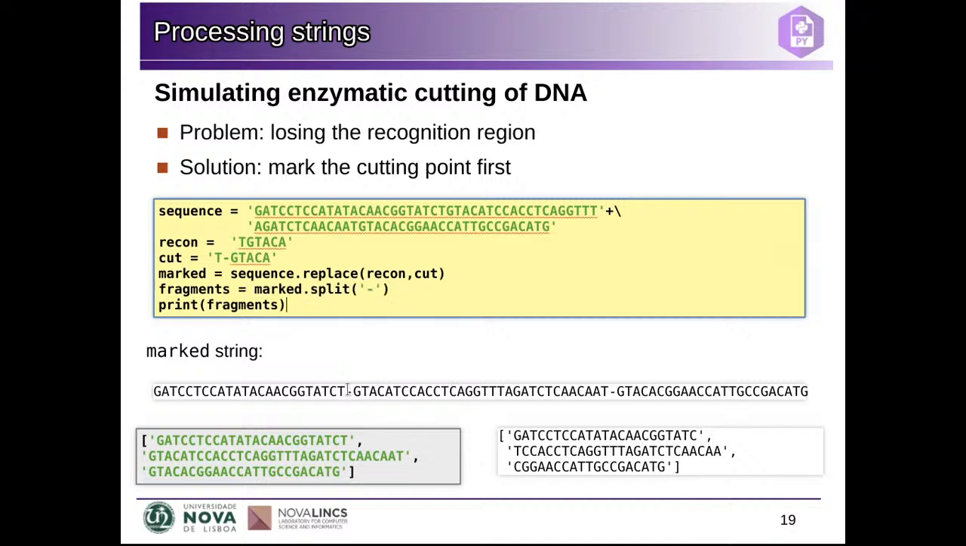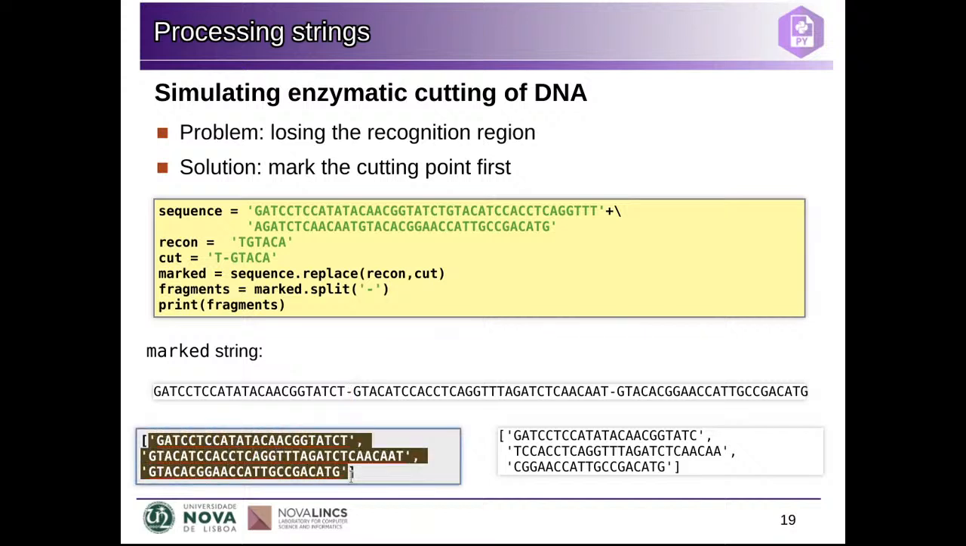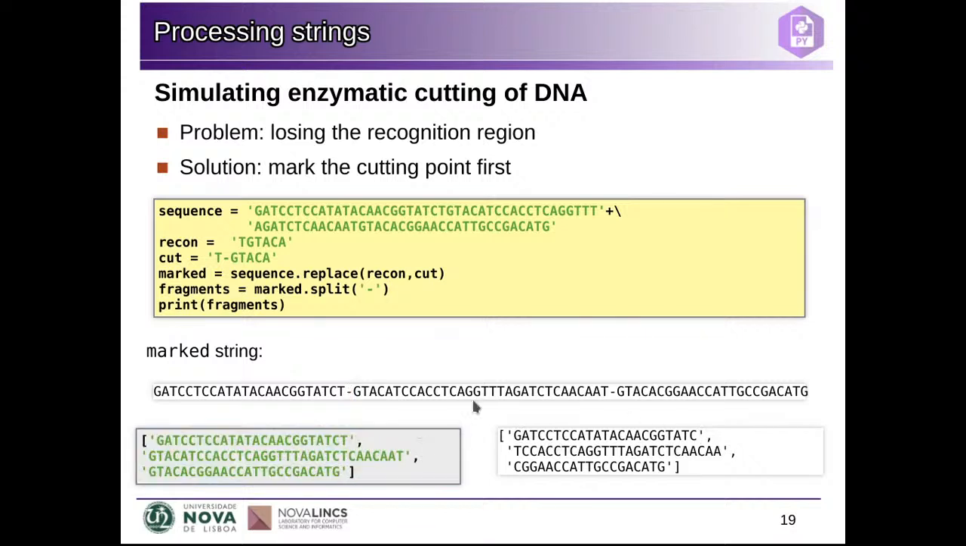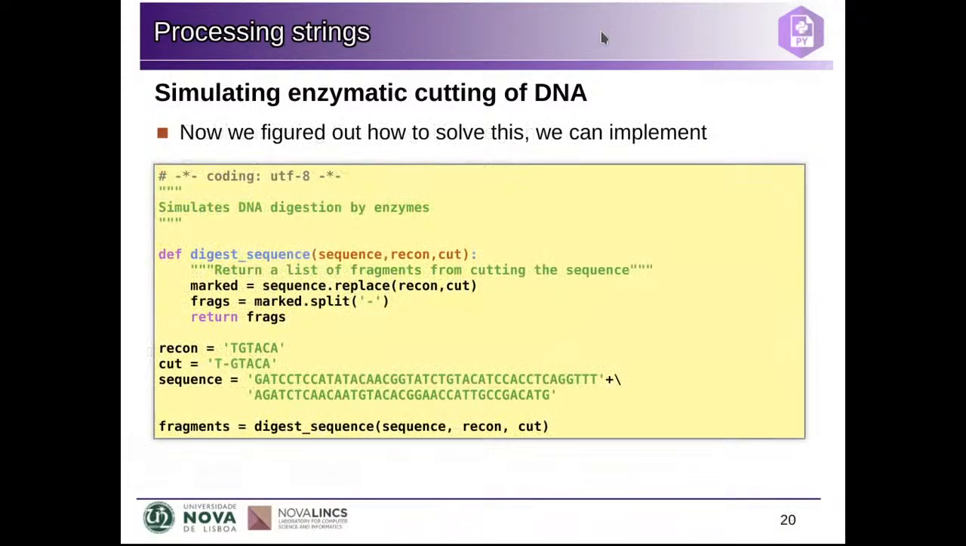And then I can split the string using the dashes, because the dashes I can throw away. They are not part of the DNA. They are just marking the cutting points. And now I have the correct fragments here instead of the fragments with parts missing as I did before when I just deleted the recognition site. So this is an example of how you can combine these elements. And now we can write a function. We can write a function to digest, do the simulation of digesting a sequence with an enzyme that has this recognition site and this cutting point inside the recognition site.